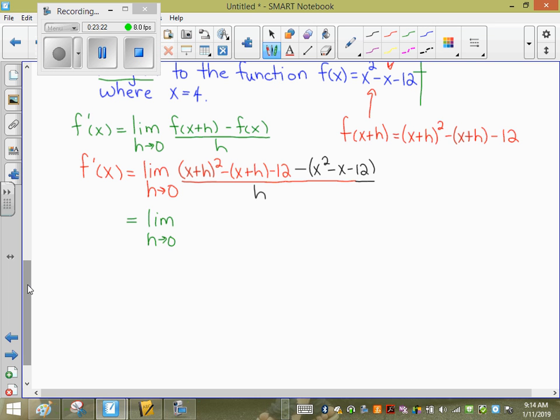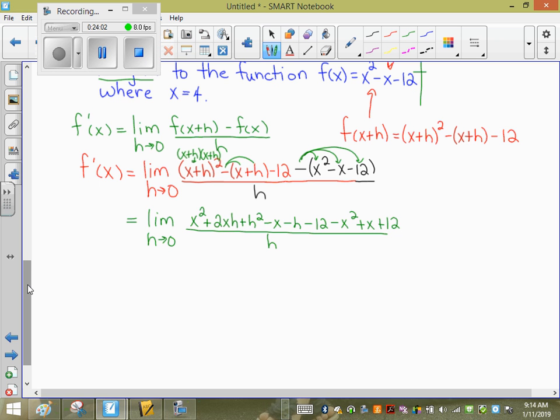Remember, x plus h squared is just x plus h times x plus h. Do not fall to the oopsie of x squared plus h squared, which is not correct. You need a middle term. So we're going to get x squared plus xh, so plus 2xh plus h squared minus x minus h minus 12 minus x squared plus x plus 12 all over h.